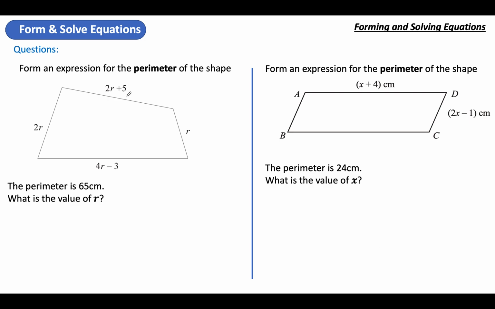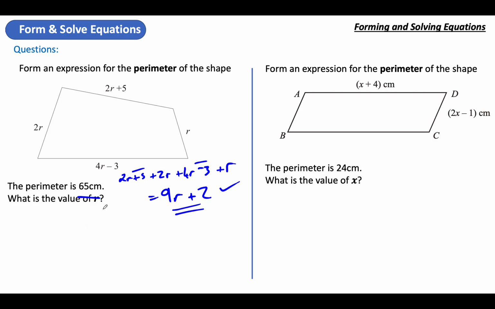Unpaused. An expression for the perimeter, well, that would be all the sides added together. So 2r plus 5 plus 2r plus 4r take away 3 plus r. So that would be 1, 2, 3, 4, 5, 6, 7, 8, 9 r. And then 5, take away, okay, so we've got the 5 there, ordinary 5. Take away 3 is 2, and those are the only 2 ordinary numbers. So it's 9r plus 2, because it's 5, take away 3, which is 2. So there's my expression. First part of the question done.